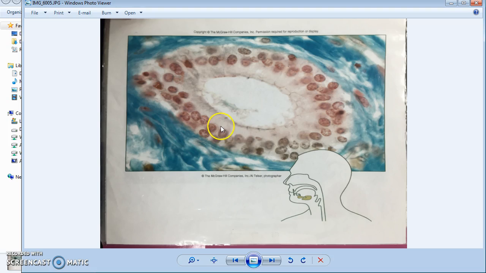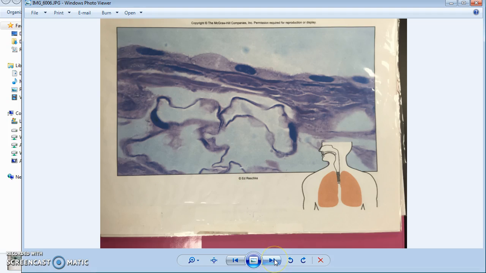Here we're going to have the stratified cuboidal. The tissue that we're looking at right here is this thin single layer of flat cells that are found in the alveoli of the lungs, and that is the simple squamous tissue.